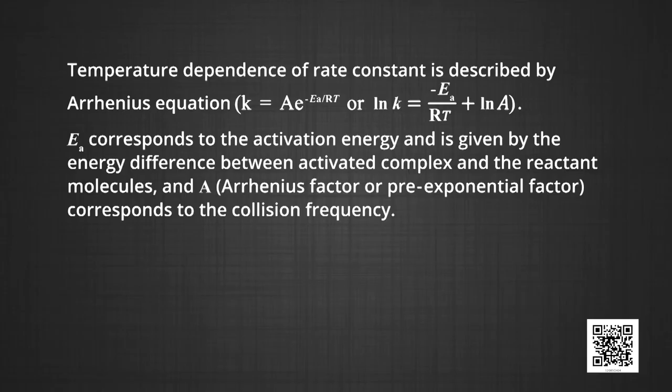In this module, we have learnt about the effect of temperature and the catalyst on the rate of a reaction. Temperature dependence of the rate constant is described by Arrhenius equation, k is equal to A e to the power minus Ea by RT, or ln k is equal to minus Ea by RT plus ln A. Ea corresponds to the activation energy and is given by the energy difference between activated complex and the reactant molecules, and A, that is the Arrhenius factor or the pre-exponential factor, corresponds to the collision frequency. The equation clearly shows that the increase of temperature or lowering of activation energy will lead to an increase in the rate of a reaction.